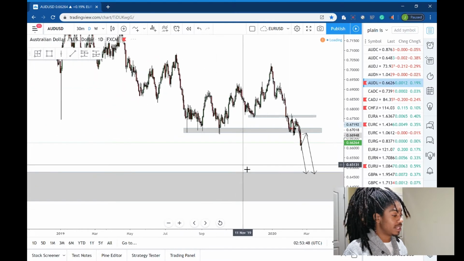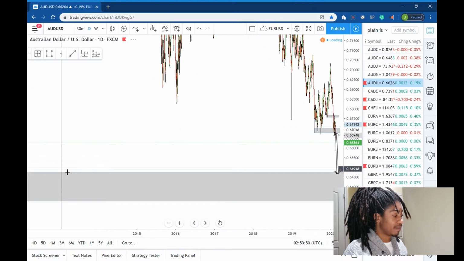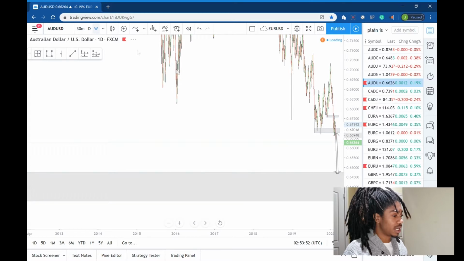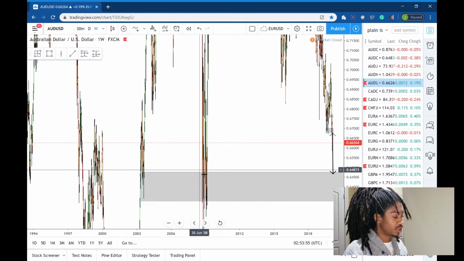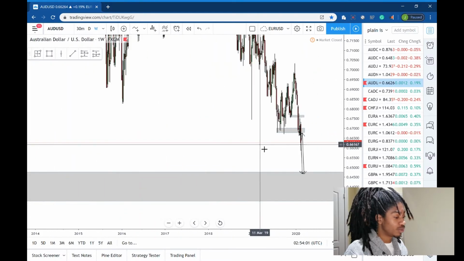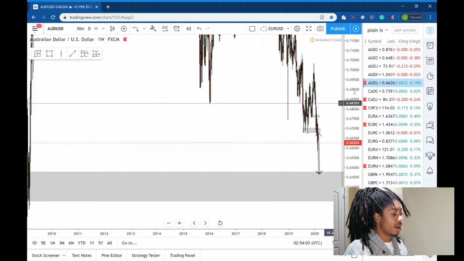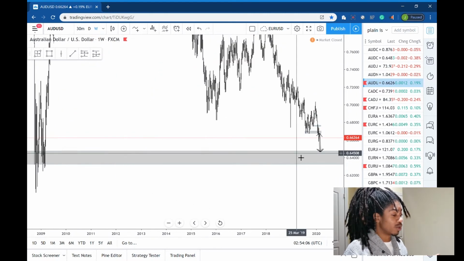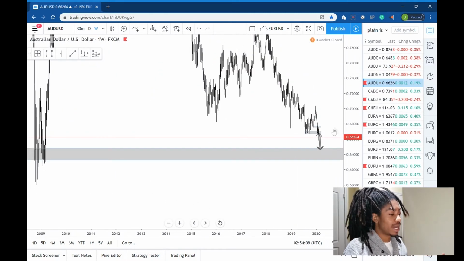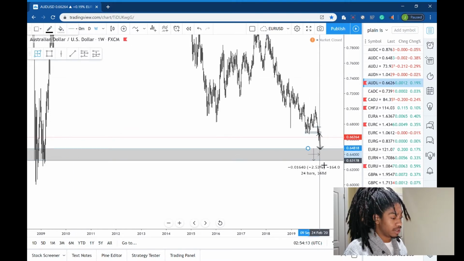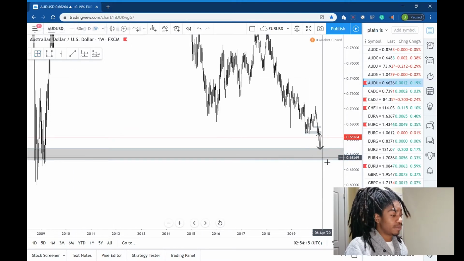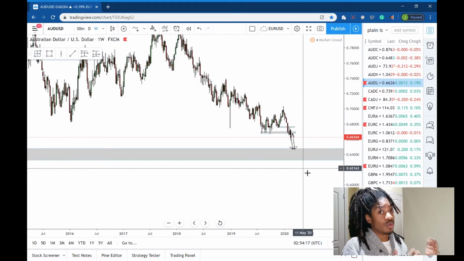This support area is spanning back a long time, just about February 2009, March 2009, just around there. So it's a really old support that we're going back to. We obviously have to see how the candles will react, but I'm doubting right now that we're going to break through this area. This area looks like it is 150 pips wide.